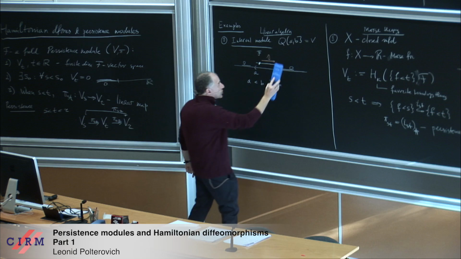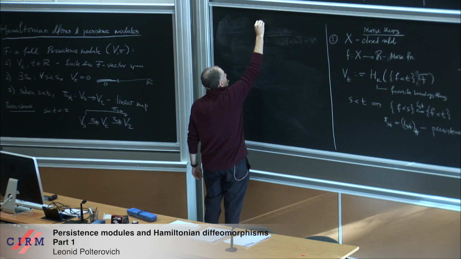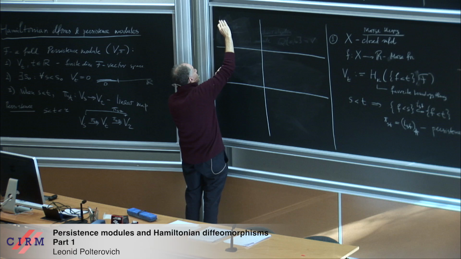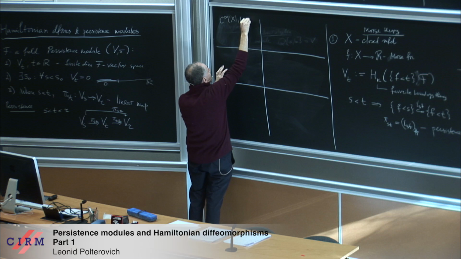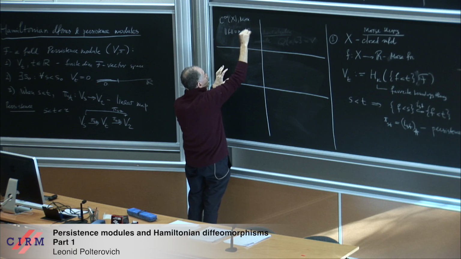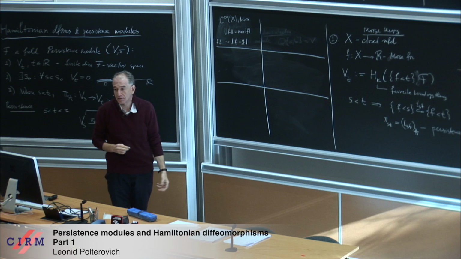But now I wish to do the following thing. We have functions, let's say, on a manifold X, Morse if you wish, and you have uniform norm, so norm of F is the maximum of the absolute value of F. If you have two functions, F and G, you can measure the distance between them as norm of F minus G. Okay, so that's the uniform norm.